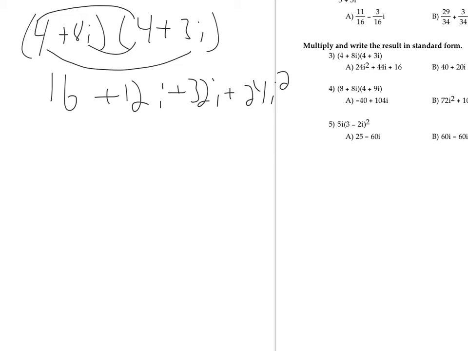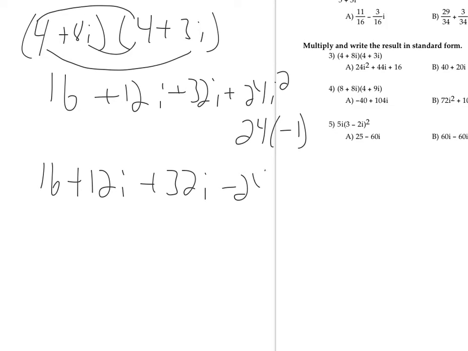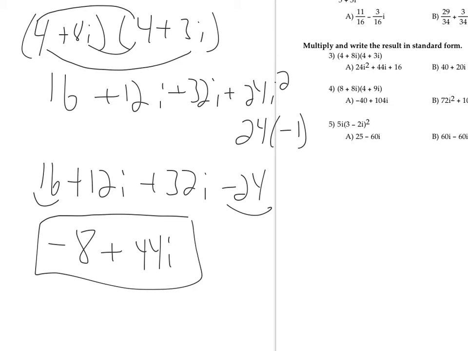And then what you've got to remember, well, let's see, i squared is the same thing as -1. So that's the same as 24 times -1. That gives me 16 plus 12i plus 32i minus 24. And now you just combine like terms. You combine the real number part. 16 minus 24 is -8. And then you combine the imaginary part. 12i plus 32i is what, 44i? And that's the best we can do with that.